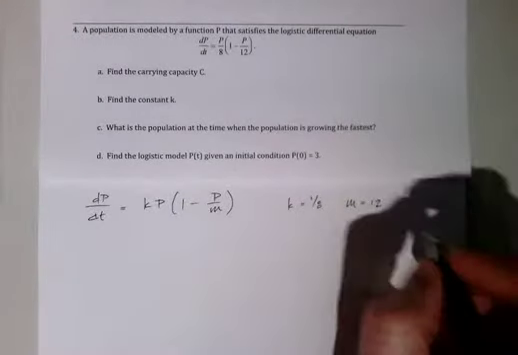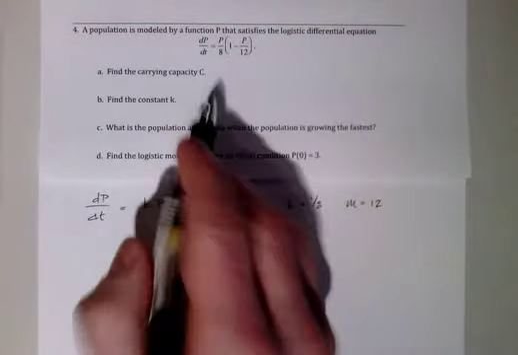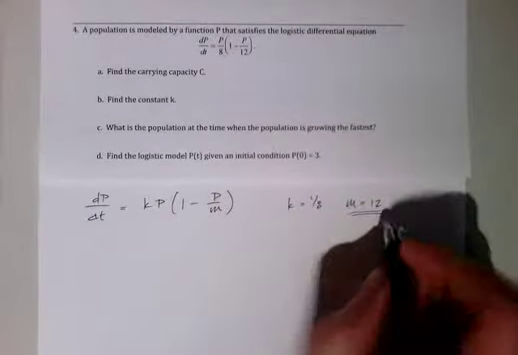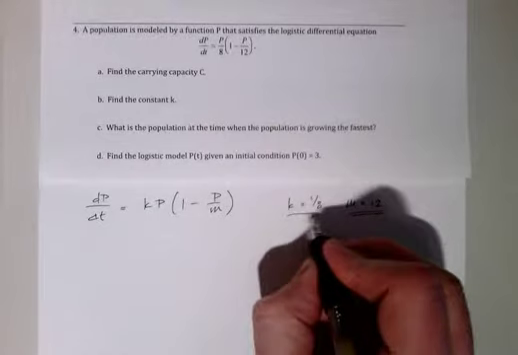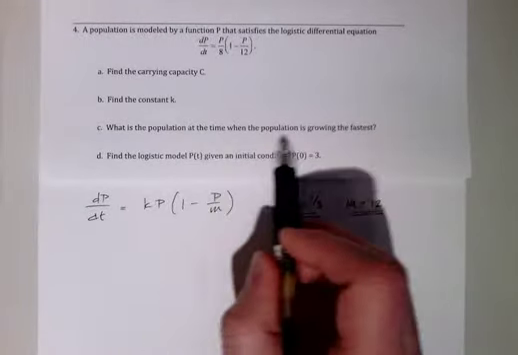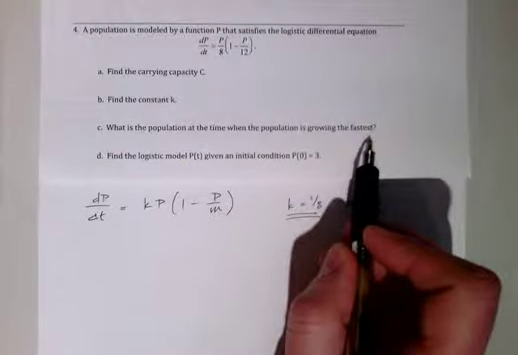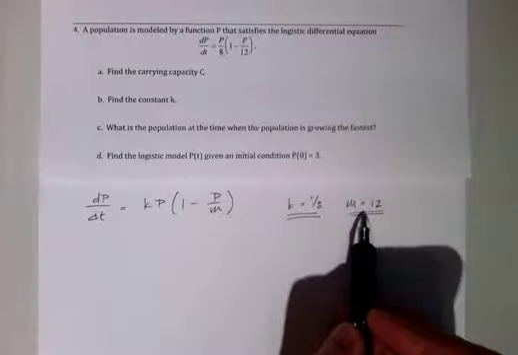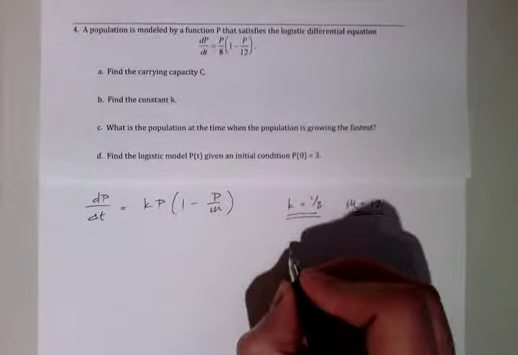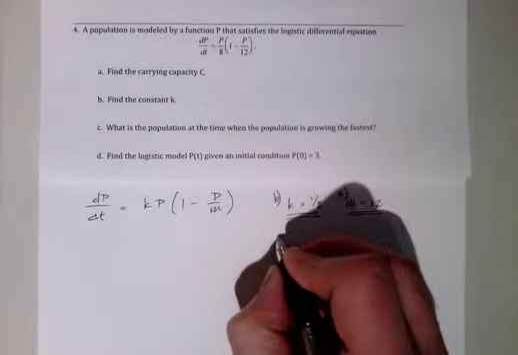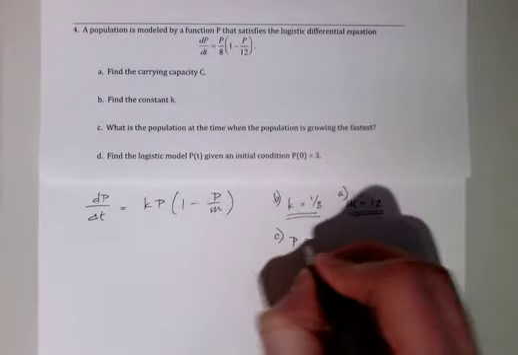Now, let's go ahead and move on from here. So the carrying capacity is our M. We've answered that. Find the constant k. We've answered that. What is the population at the time when the population is growing the fastest? I've seen that question before. It's half the carrying capacity, so it's when P is equal to 6. So here is A, here is B, C is P is equal to 6.